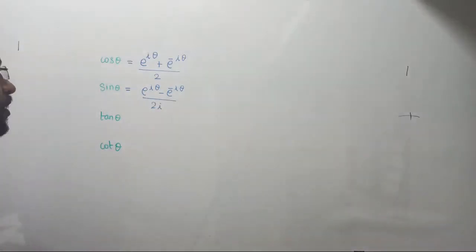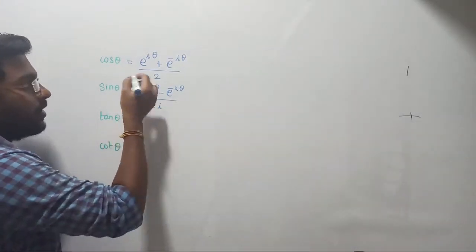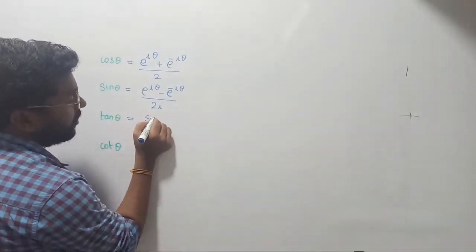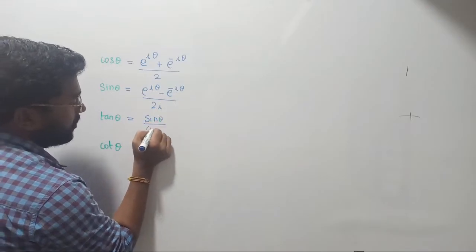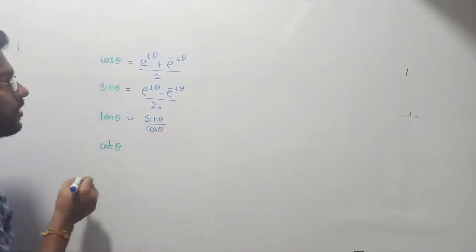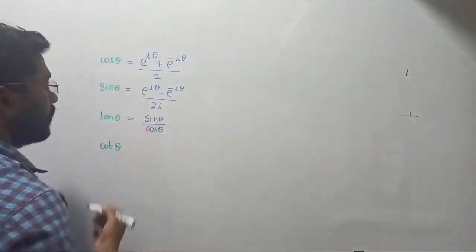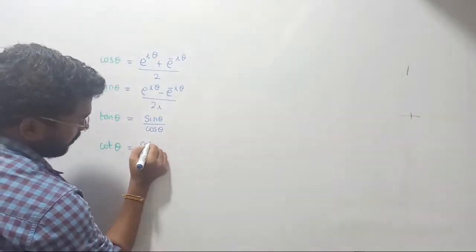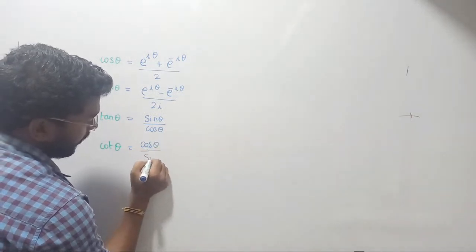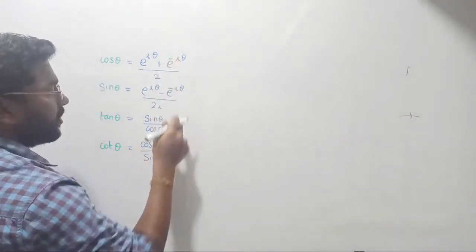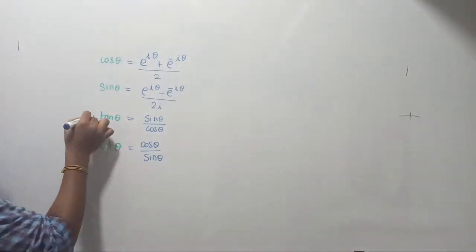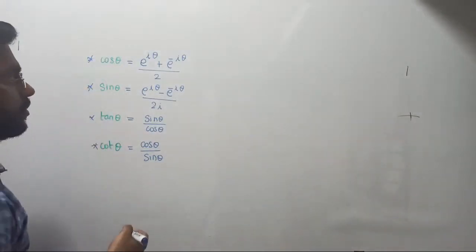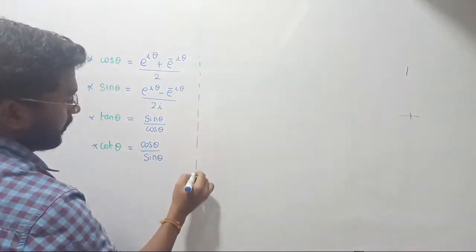Exactly, that is correct. Now we all know tan theta is the ratio of sin theta upon cos theta. Just substitute these two expressions, and that will give you the value of tan theta. Similarly, cot theta can be considered as cos theta upon sin theta. Just substitute sin theta and cos theta in order to obtain the value of cot theta. Clear? These are all the circular functions. Next, let us discuss the Euler expansion.